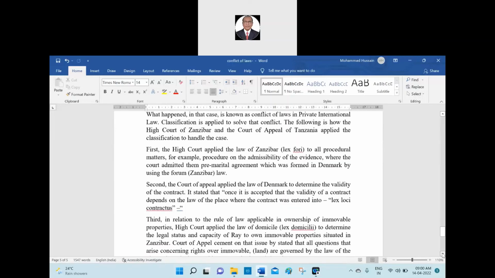First, the High Court applied the law of Zanzibar, the lex fori, to all procedural matters, for example procedure and admissibility of evidence, and the court admitted the premarital agreement, which was formed in Denmark, using the forum Zanzibar law. Second, the Court of Appeal applied the law of Denmark to determine the validity of the contract. It stated that the validity of a contract depends upon the law of the place where the contract was entered into, the lex loci contractus.